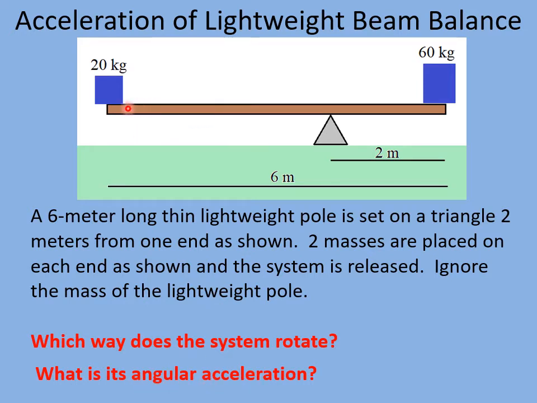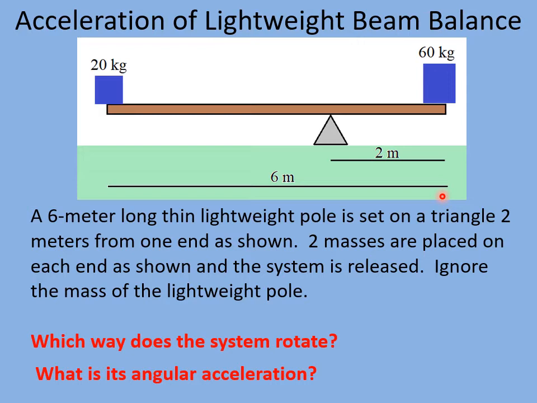So the situation is we have a 6-meter long lightweight pole. Now remember, when we say lightweight here, we're going to ignore the mass of this pole. So you can think of it like a thin, hollow tube. And at the end of the tube are our two heavy masses. So we have a 20 kilogram mass over here and a 60 kilogram mass over here. This distance here is 2 meters from the pivot out to this 60 kilogram mass. Therefore, we know that this distance must be 4 meters because the whole thing is 6 meters.